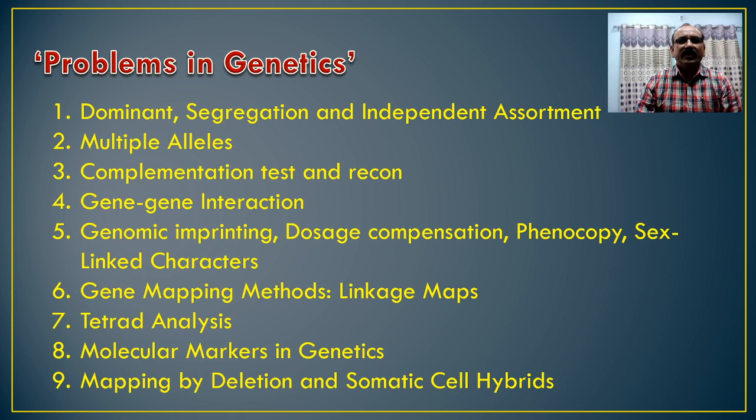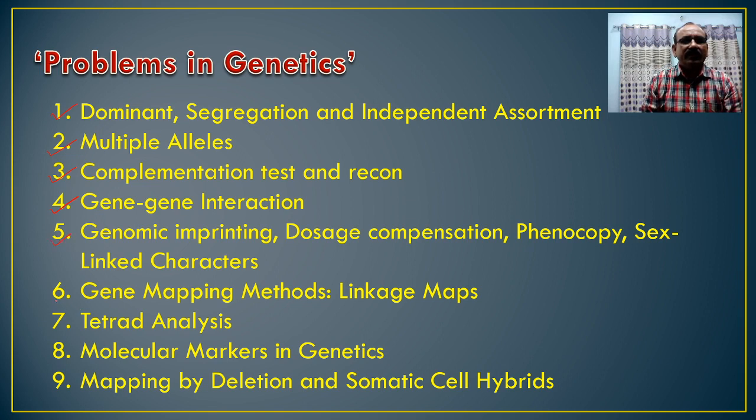The problems in genetics are classified into different types. Here, I am trying to classify these problems into 18 different types. These are: first, dominance, segregation and independent assortment. Second, multiple alleles. Third, complementation test and recon. Fourth, gene-gene interaction. Then genomic imprinting, dosage compensation, phenocopy, sex-linked characters.